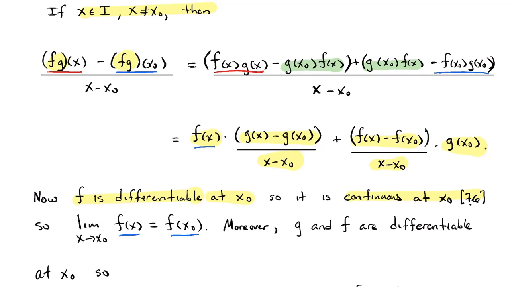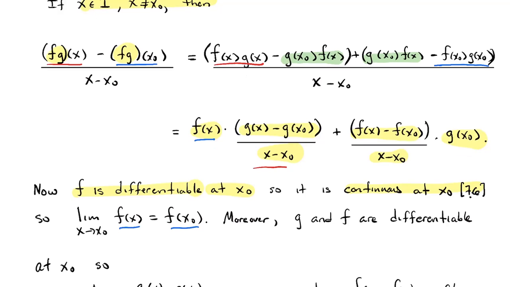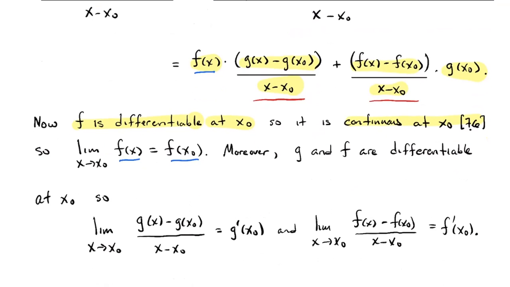G and f are differentiable. So these difference quotients both have limits that exist. They equal g prime of x naught and f prime of x naught respectively. So that's what I'm writing down here, right? This difference quotient up here, g of x minus g of x naught over x minus x naught, is going to approach g prime of x naught by definition. G is differentiable at x naught. Same thing for the f difference quotient.